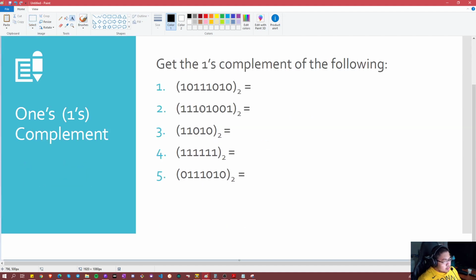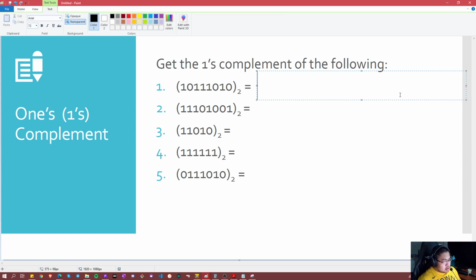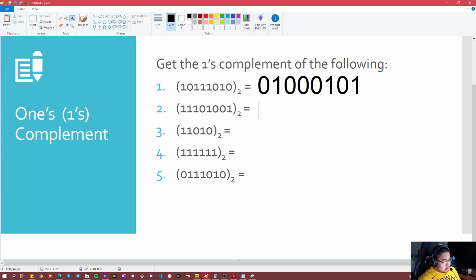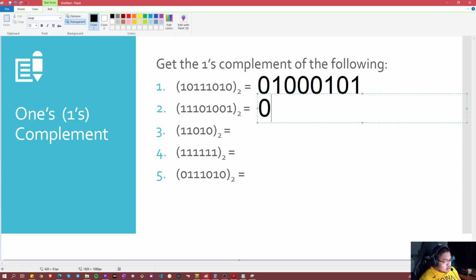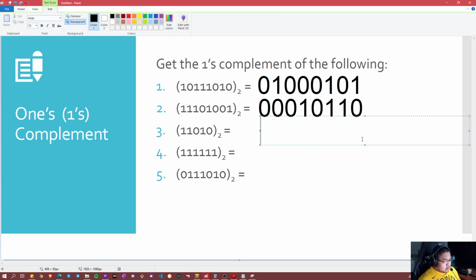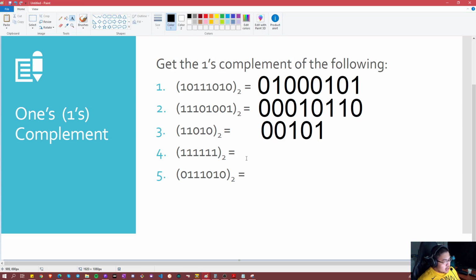So, pag one's complement, remember na ibabaliktad lang natin siya. So, we have 1, 0, 1, 1, 1, 1. So, basically, babaliktad lang nga. So, 0, 1, 0, 0, 0, 1, 0, 1. Yun lang. Yun yung one's complement. Ito naman is 0, 0, 0, 1, 0, 1, 1, 0. This one is 0, 0, 1, 0, 1. Okay, so the rest, I want you to do this. Okay, so that's it. Babaliktad lang.